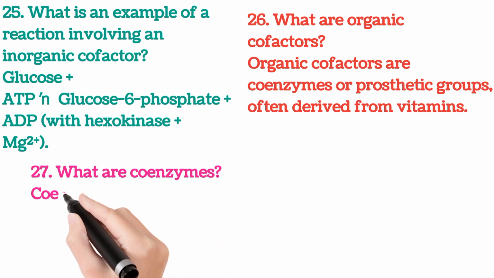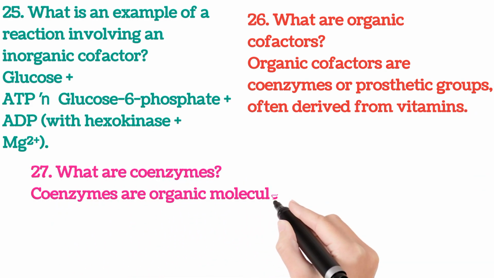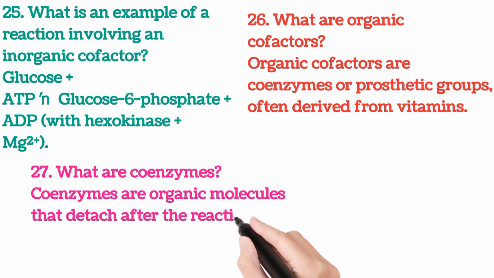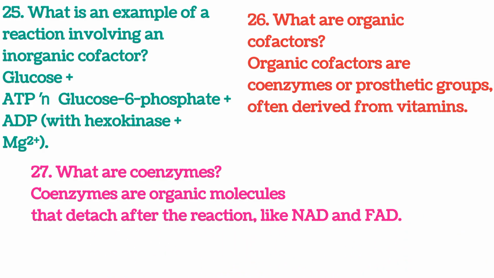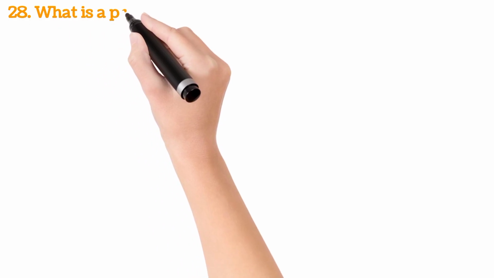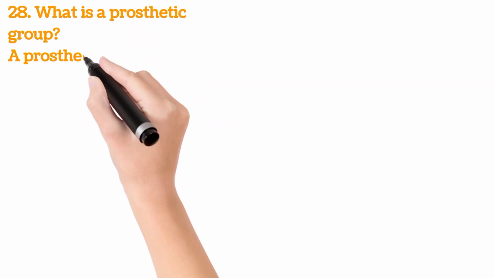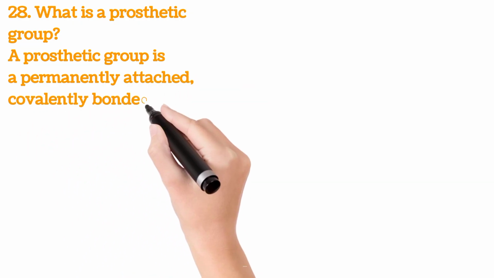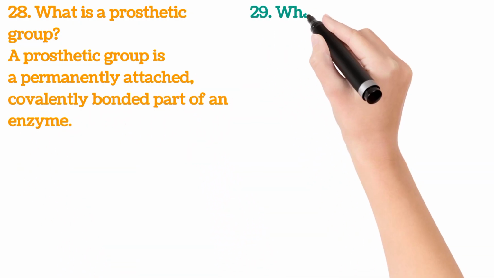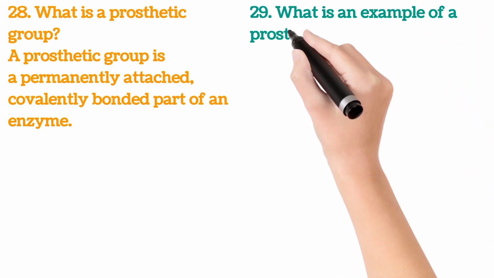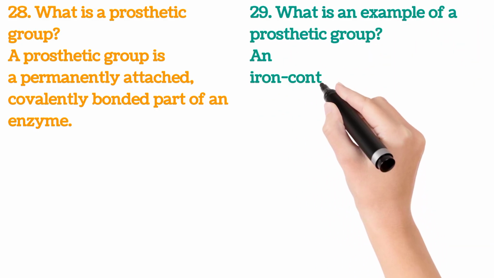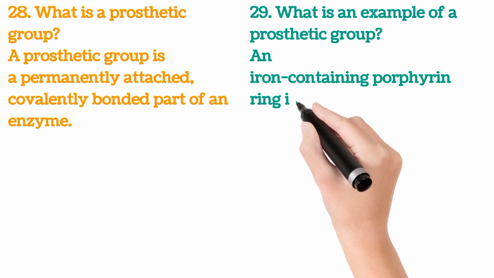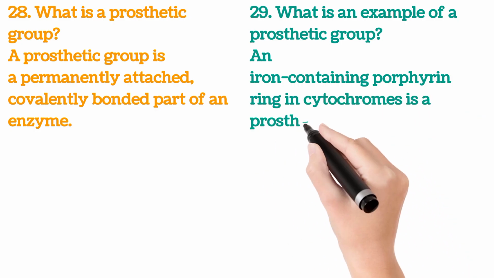27. What are coenzymes? Coenzymes are organic molecules that detach after the reaction, like NAD and FAD. 28. What is a prosthetic group? A prosthetic group is a permanently attached, covalently bonded part of an enzyme. 29. What is an example of a prosthetic group? An iron-containing porphyrin ring in cytochromes is a prosthetic group.